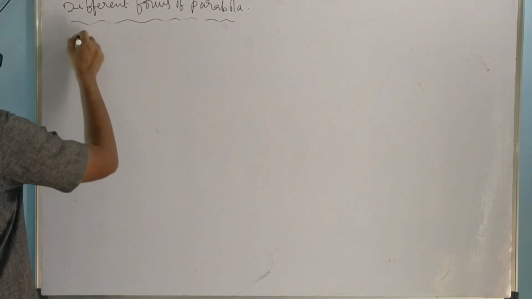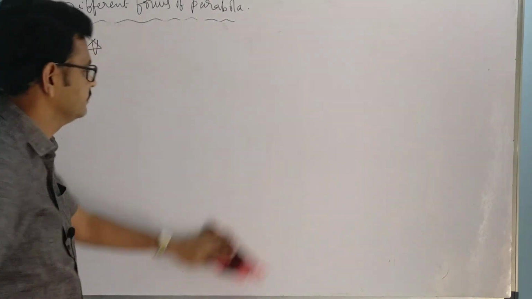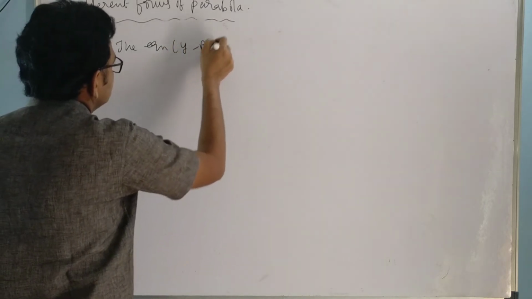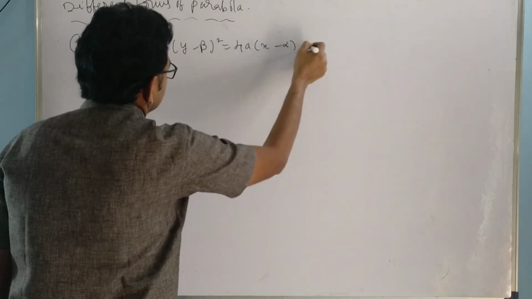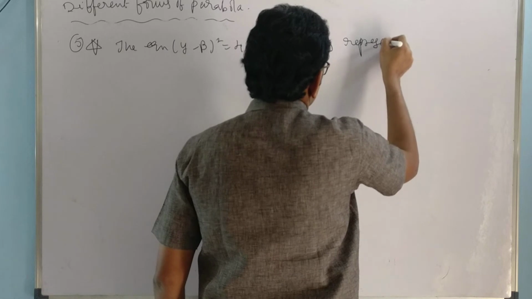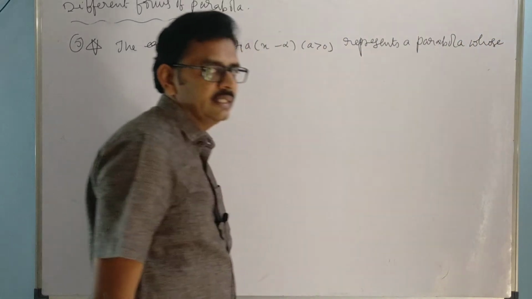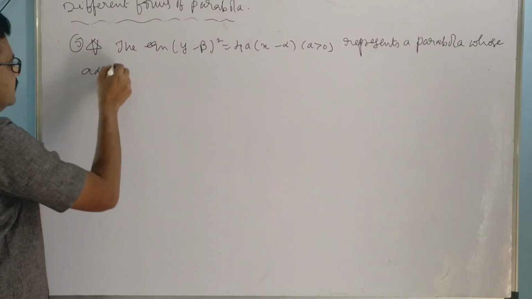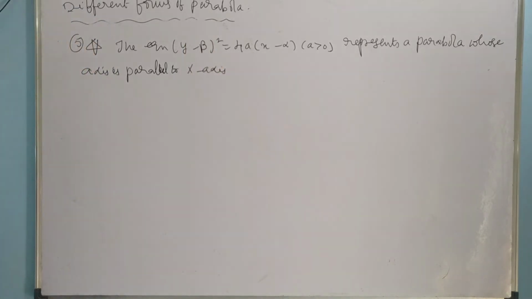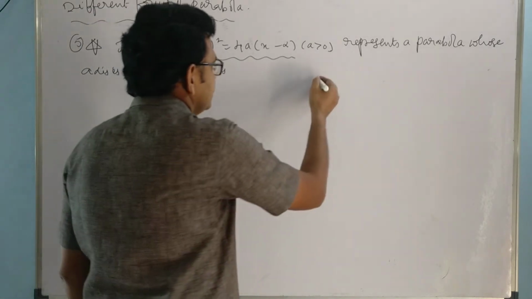Fifth one, it is an important one. The equation y minus beta whole square is equal to 4a into x minus alpha represents a parabola whose axis is parallel to the x-axis.